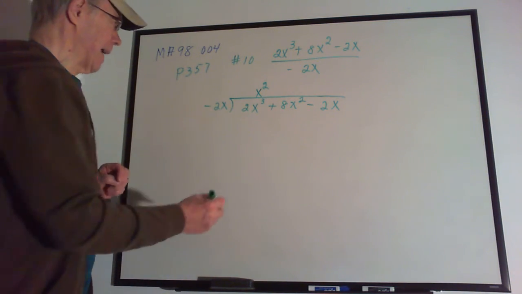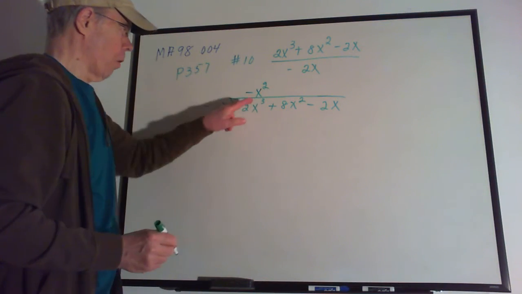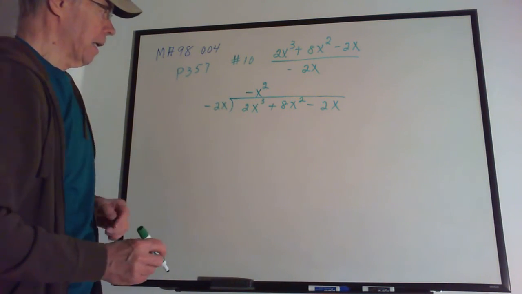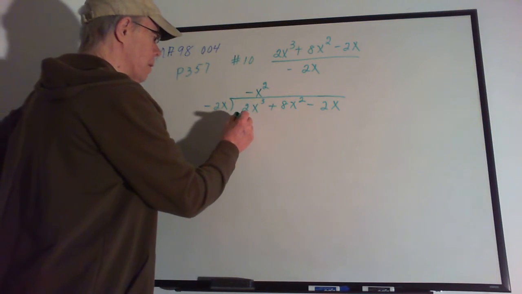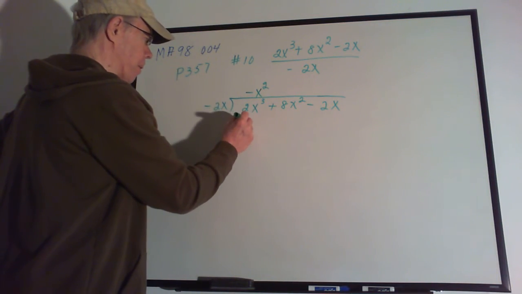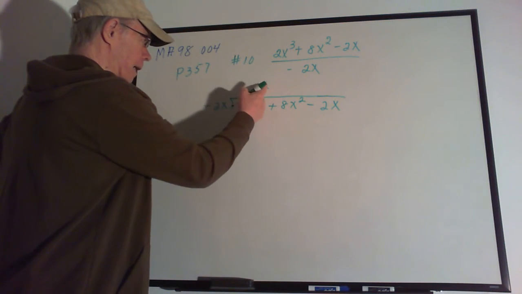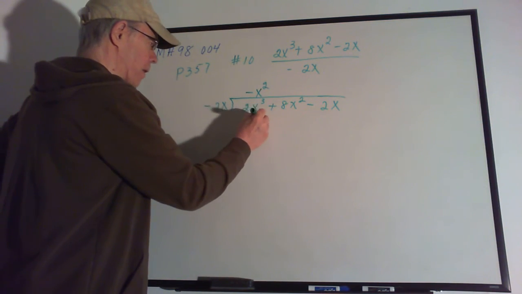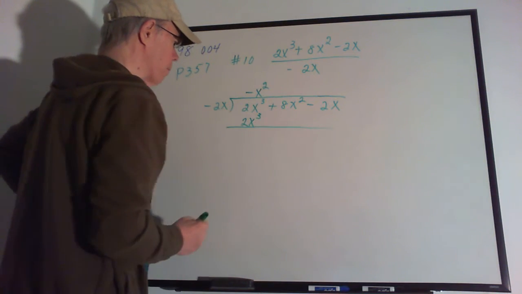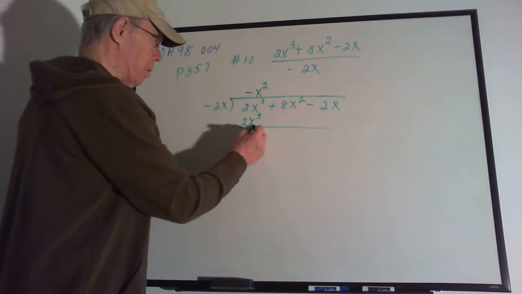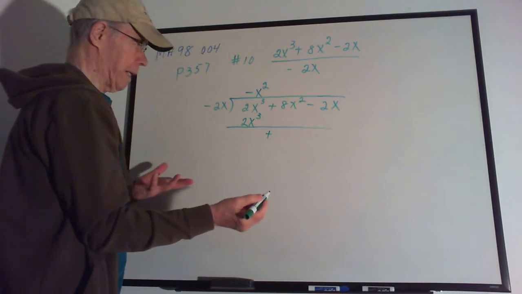Positive divided by a negative. So this number here times that is going to give you 2x cubed. Negative times a negative gives me a positive. 1 times 2 is 2. X is going to give me that. And then I'm going to subtract them. So when I subtract them, I end up with a 0. So I don't bother writing the 0.